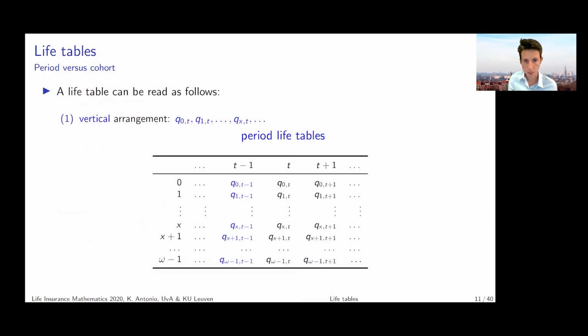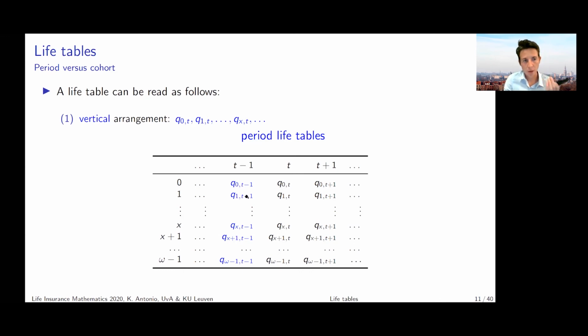Yeah. So here you see a visual. What I mean with a period life table is that you look at the available data by putting the ages here, one age per row. And what I will do here is 1 year per column, right? If I use a period life table approach, then I would do my calculations using the Qs for one particular year. So for instance, here for the year T-1.